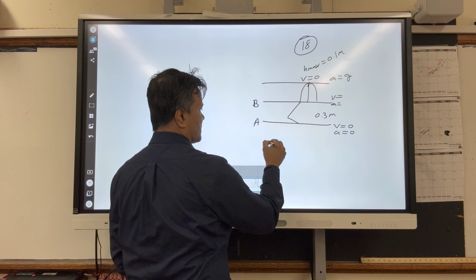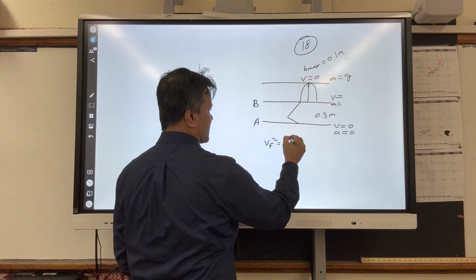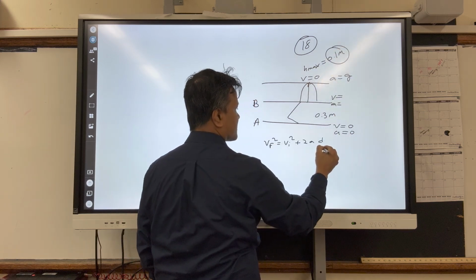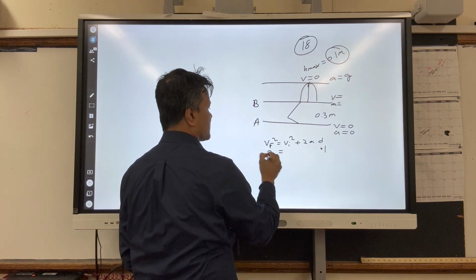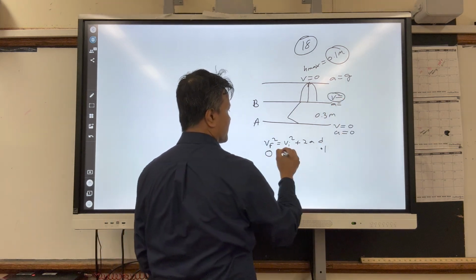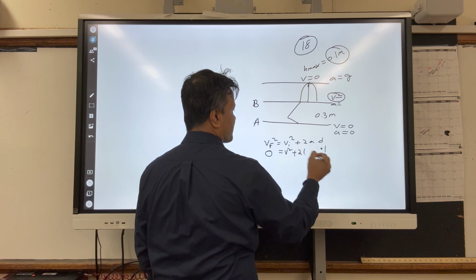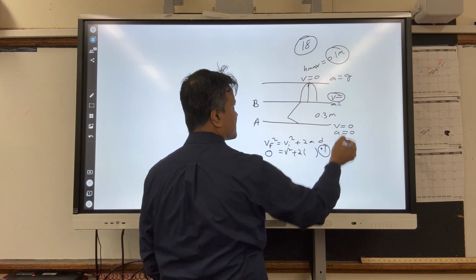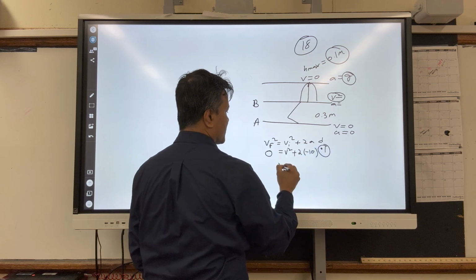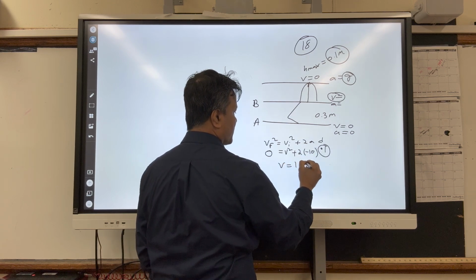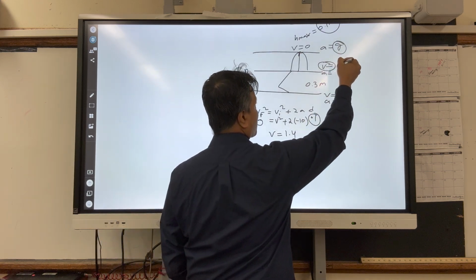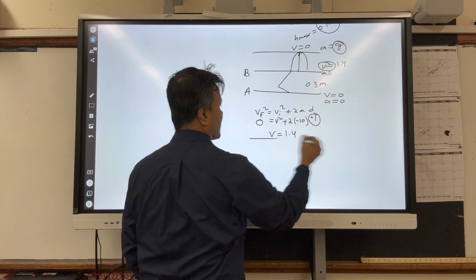So step 1, Vf squared is equal to Vi squared plus 2Ad, right? At max height, velocity is 0, right? And we are trying to find this velocity. And at max height, acceleration is negative 10. Okay, so velocity is 1.4, right? So now we can find the acceleration.